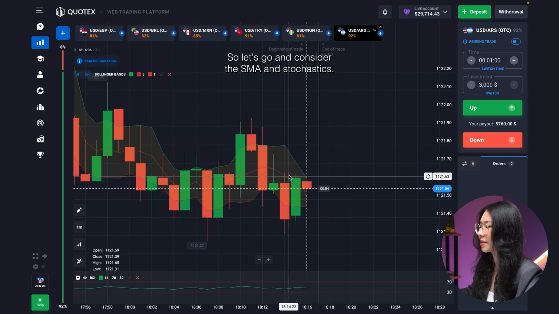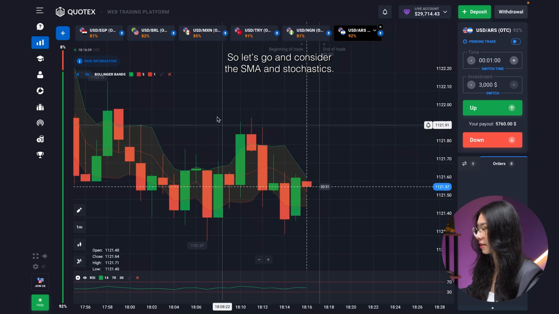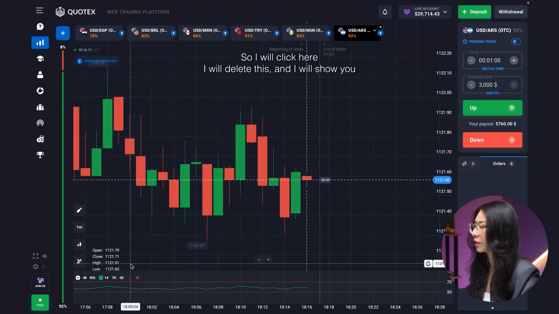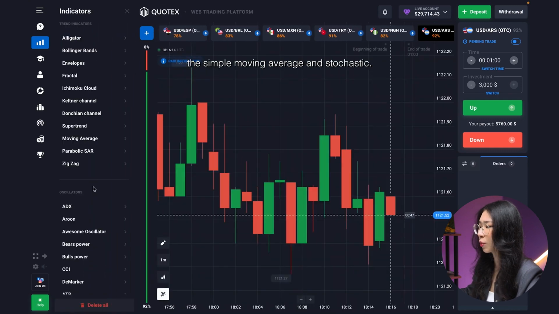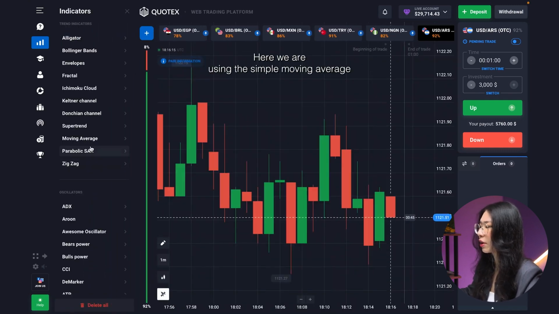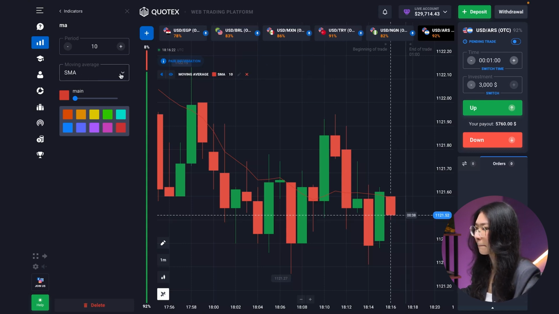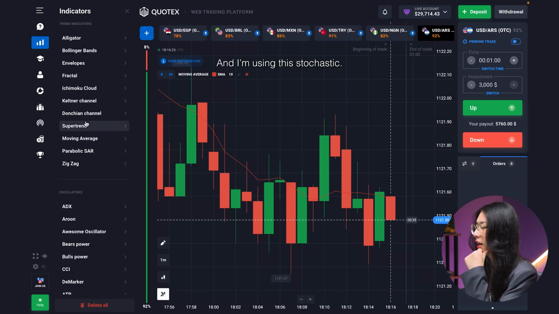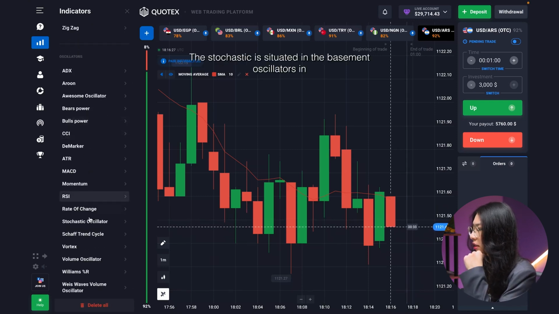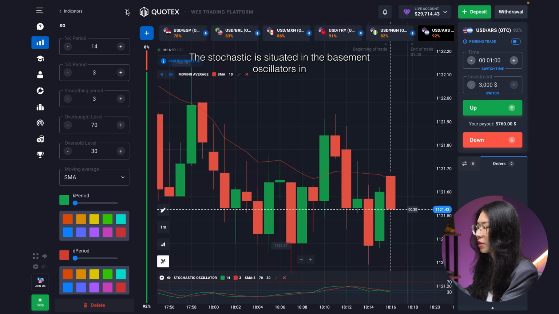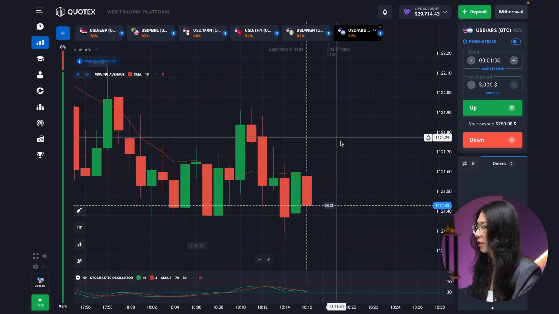So let's go and consider the SMA and stochastics. So I will click here, I will delete this, and I will show you the simple moving average and stochastic. And here I'm using the simple moving average, which is represented in the moving average box. Okay, and I'm using this stochastic. The stochastic is situated in the basement oscillators, in the sector of basement oscillators.